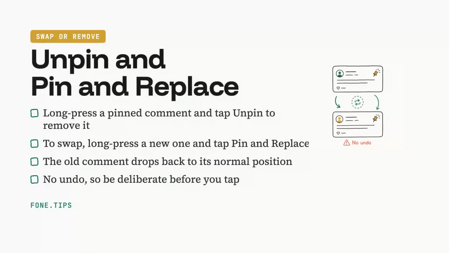To remove a pin, long press it and tap Unpin. To swap one out, long press a new comment and tap Pin and Replace. The old one drops back to its normal spot. There's no undo and no confirmation, so be deliberate before you tap.